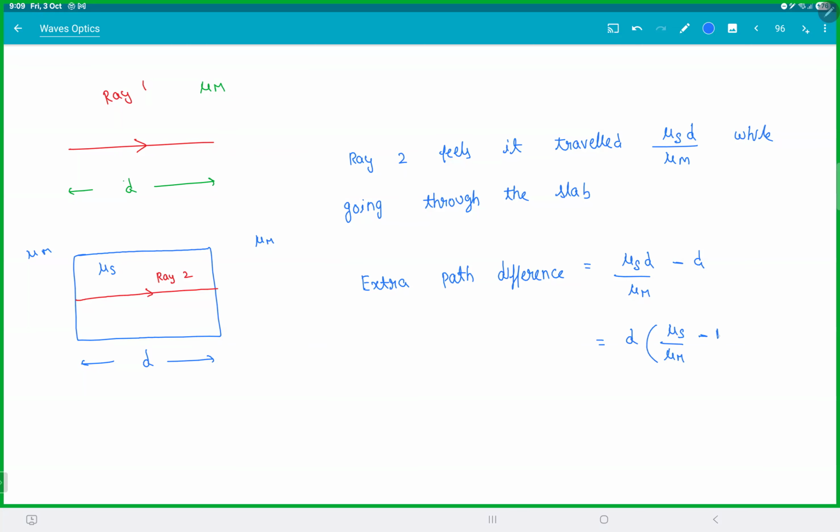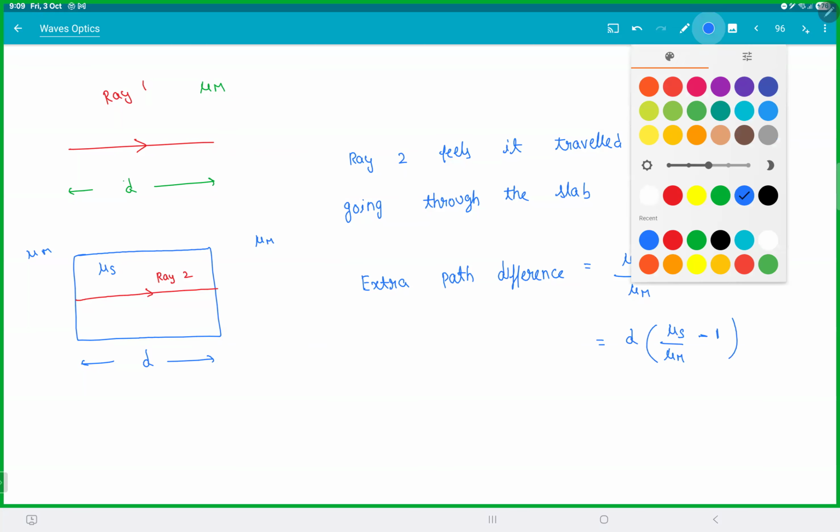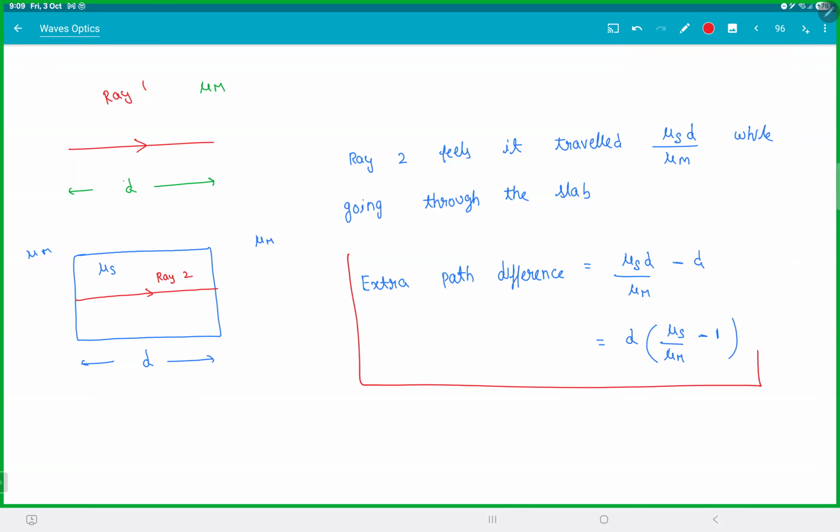You definitely need to mark it up. This is the third way to get a path difference. Whenever you go through a slab, because you slow down in a slab, again depends on mu s and mu m, the light ray will feel it has traveled this much extra distance. Is this making sense? Once you know this, you can handle most of the questions now. If the slab was not there, you would have traveled d. Because the slab is there, you traveled mu s d by mu m. So because of that slab, the light ray will feel this is the extra distance I traveled. Clear with this?